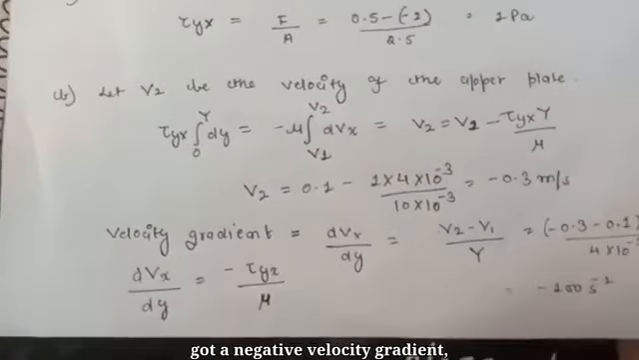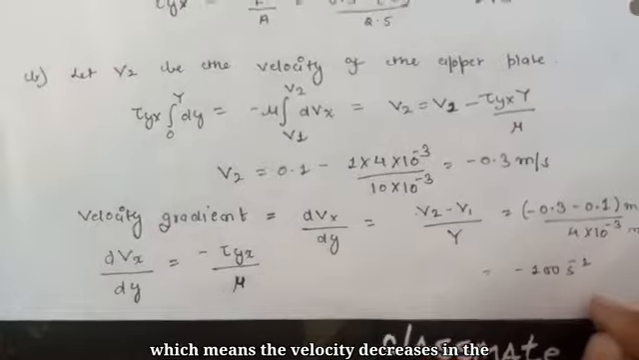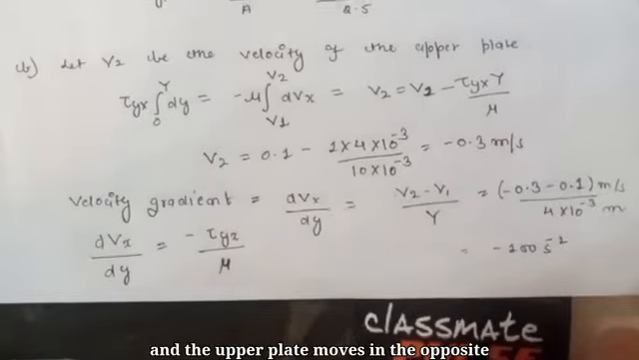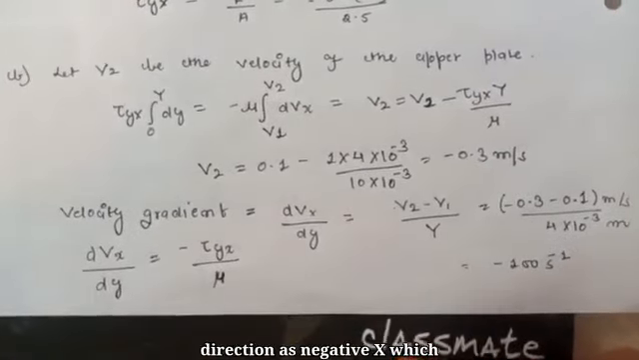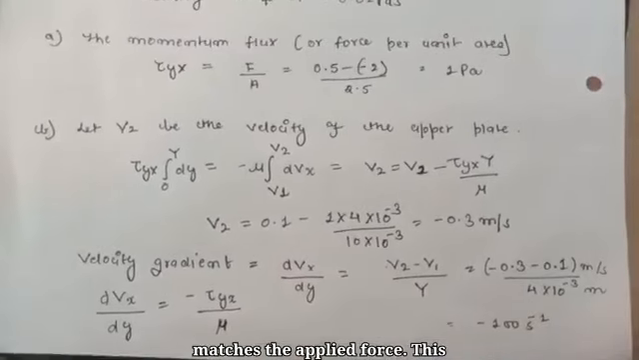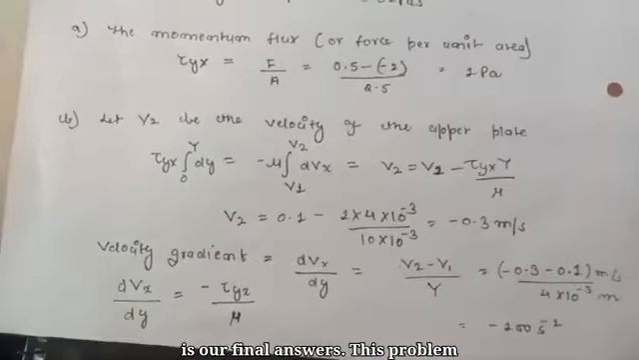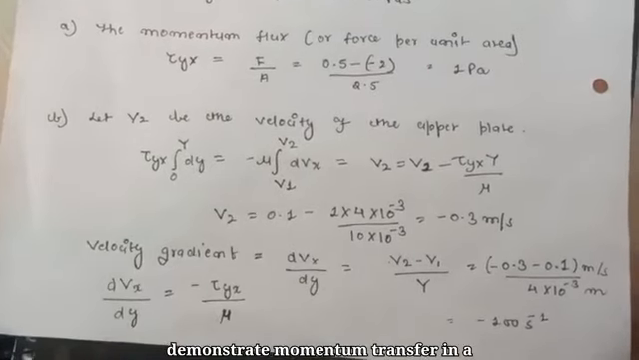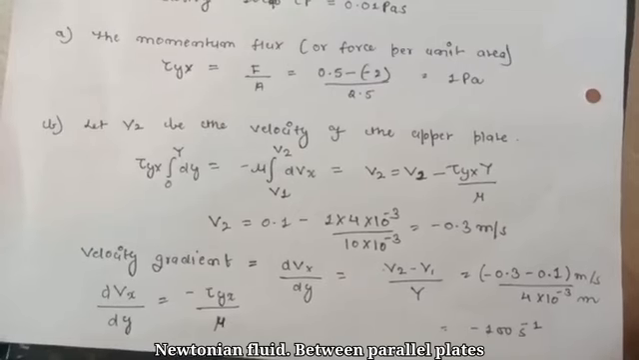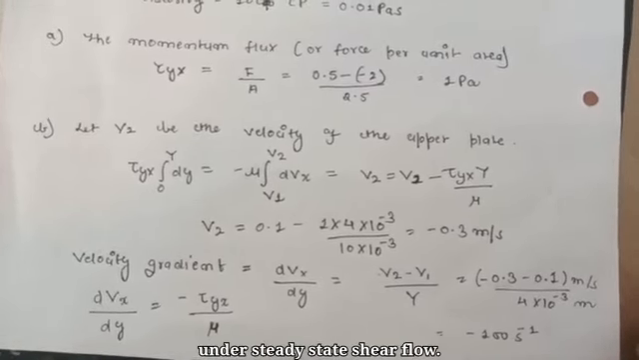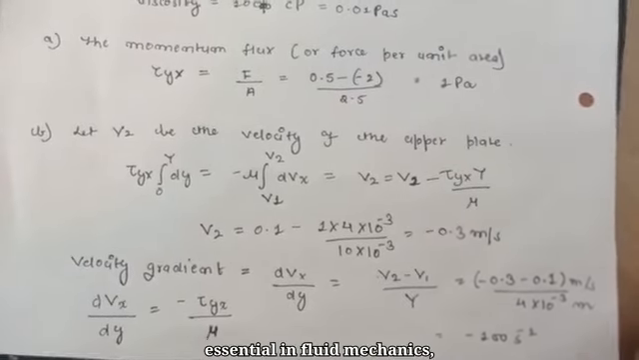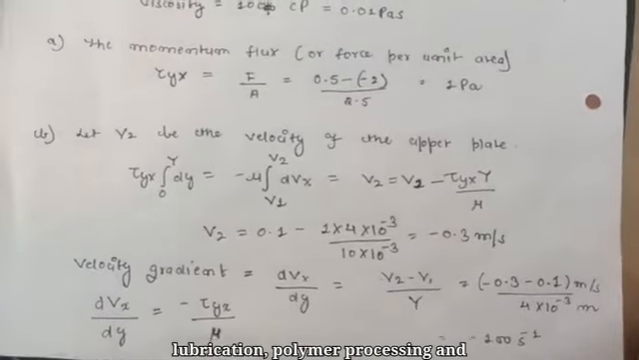So we got a negative velocity gradient, which means the velocity decreases as we move up, and the upper plate moves in the opposite direction, hence negative x, which matches the applied force direction. This is our final answer. This problem demonstrates momentum transfer in a Newtonian fluid between parallel plates under steady state shear flow. Understanding these principles is essential in fluid mechanics, lubrication, polymer processing, and transport phenomena.